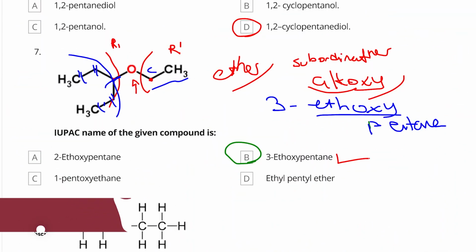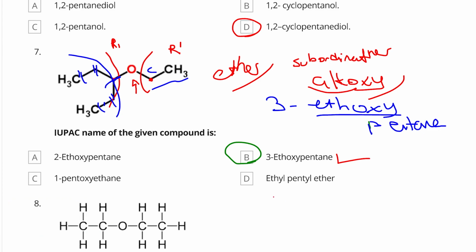We have 3-ethoxypentane. So this naming is ethyl pentyl ether. This is the common naming. If there are 2 alkyl groups attached to the oxygen, then we name each alkyl and then put the ether suffix. But this is just done for the simple ethers. But if we have a compound having a structure similar to that one, we have to give the IUPAC name. There is only the IUPAC name, not the common naming.